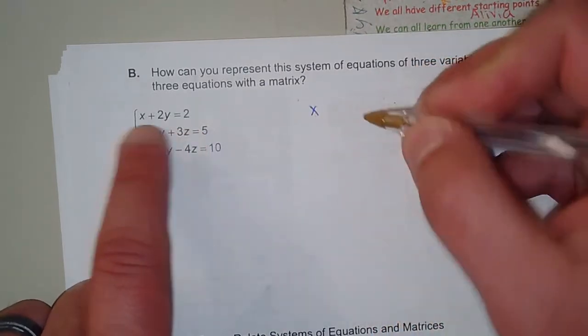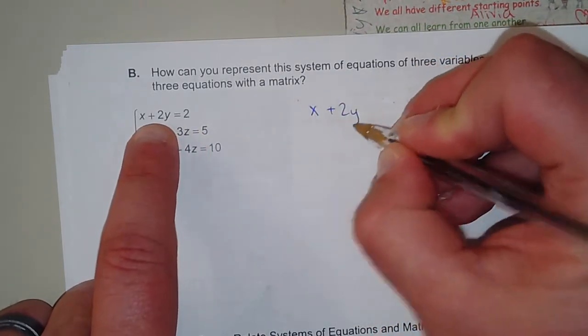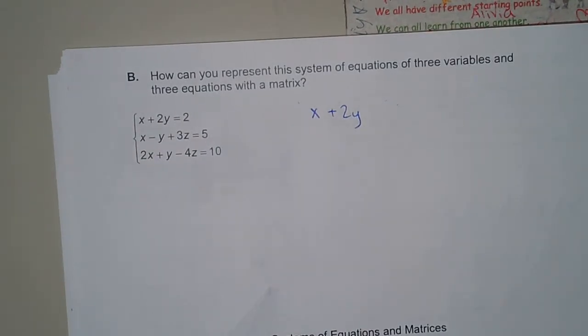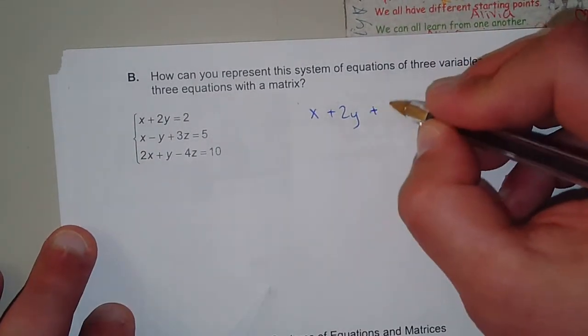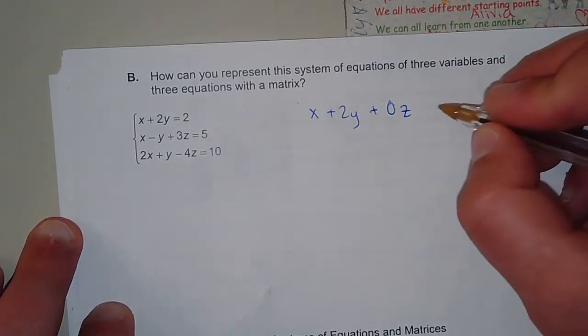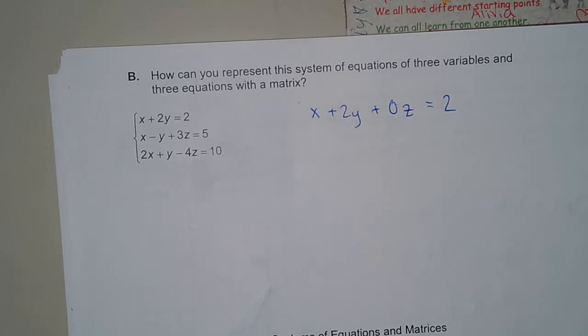So this is x, that's fine. We have the 2y, that's fine. But notice how this first equation has no z term. If you have no z term, that means that you technically do, its coefficient is just 0. We do need to write that in there because we need this to fill our matrix out correctly.